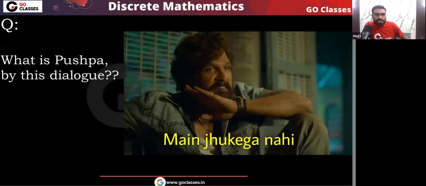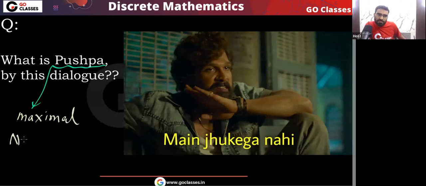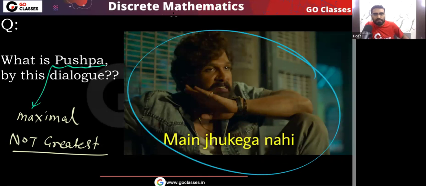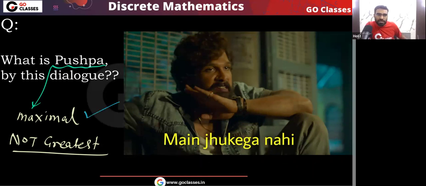What is Pushpa by this dialogue? In the Pushpa movie, there is a dialogue, मैं झुकेगा नहीं. So what is Pushpa here? Maximum, maximal, greatest or maximal? So here Pushpa is maximal, not greatest. Yes or no? Because greatest means everyone bows to me. So that is the point. So here remember, Pushpa is maximal.